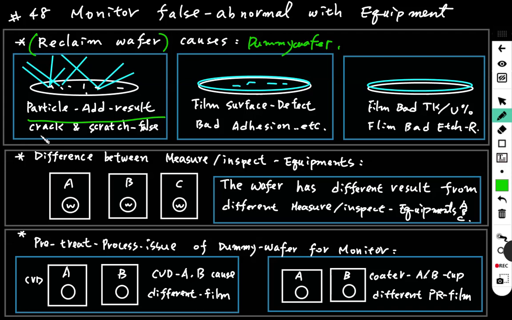And the cracks and scratches on the reclaim wafer also cause false alarms. These scratch and crack defects are, of course, very small on the surface of the reclaim wafer, because the reclaim wafer has a suitable process to take care of them. But still, the very small defects cannot be removed, so they still cause false alarms.